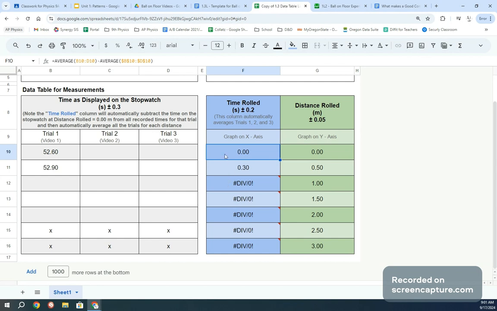Notice that it's already doing some stuff here. It's saying, let's say that we had started the timer when it was at the 0. Well, then it would have only taken 0.3 to get from the 0 to the 0.5 meters. And we can see that that's just subtracting these values for us. So it's already calculating stuff. That's why we could just let the timer run and not have to worry about anything.